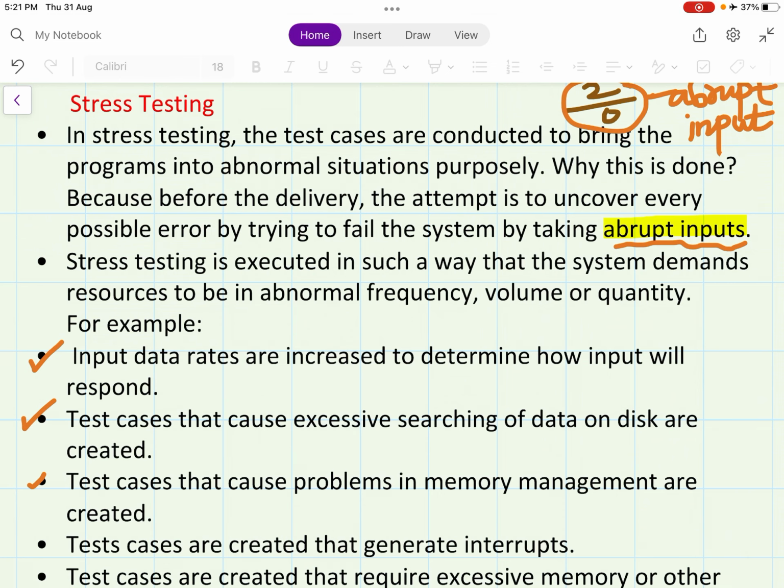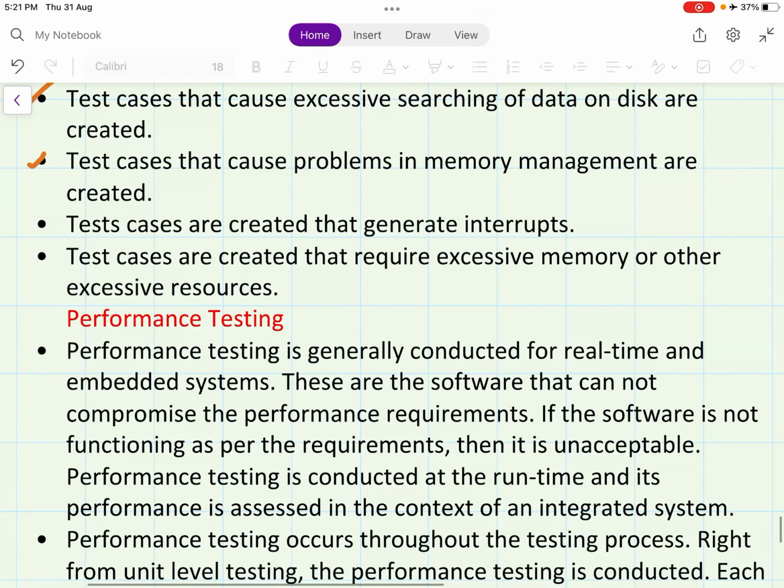Increase the load on the system, create abrupt inputs so that the system will respond. And if it is not responding, then that means there is an error. So check for all possible errors.